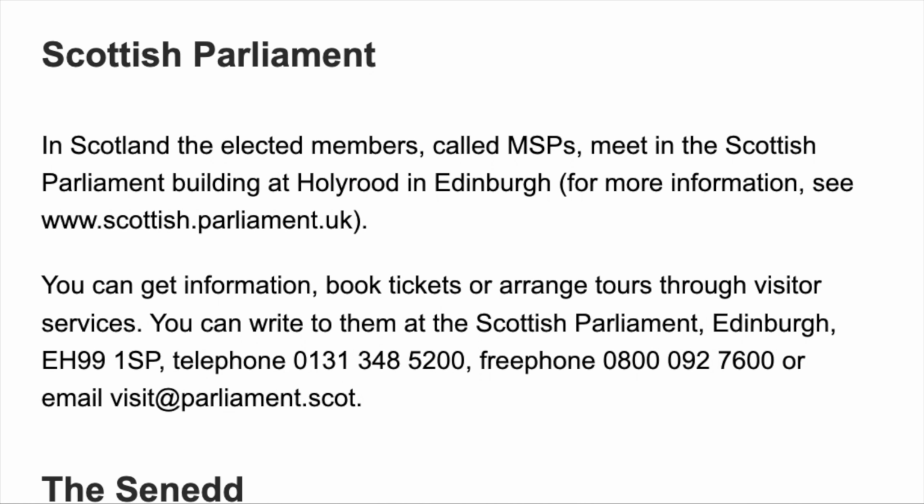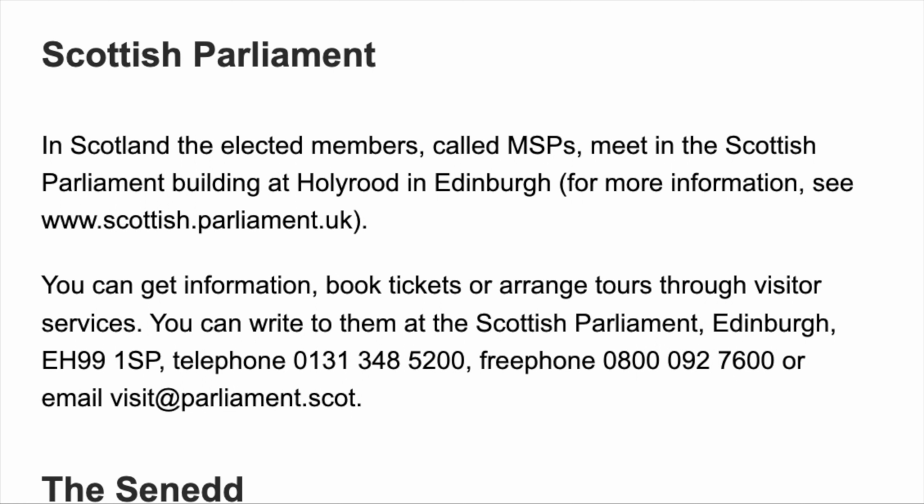Scottish Parliament. In Scotland, the elected members, called MSPs, meet in the Scottish Parliament building at Holyrood in Edinburgh. For more information, see www.scottish.parliament.uk. You can get information, book tickets, or arrange tours through visitor services.